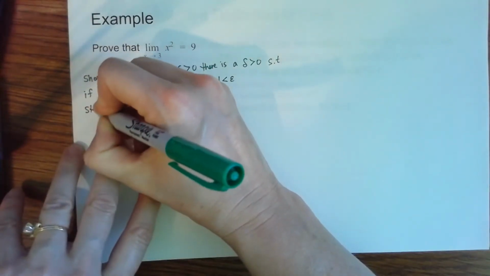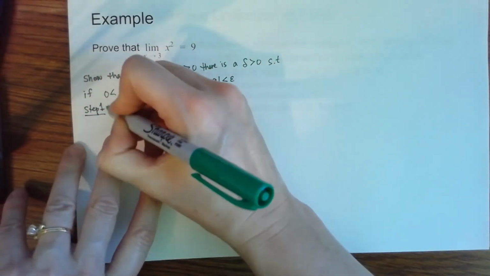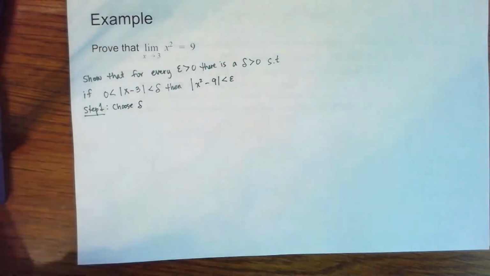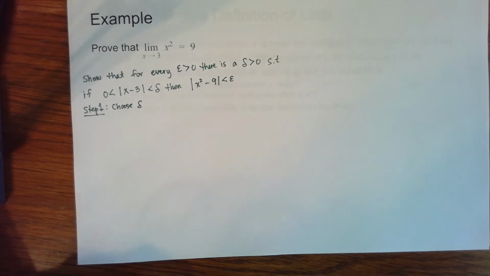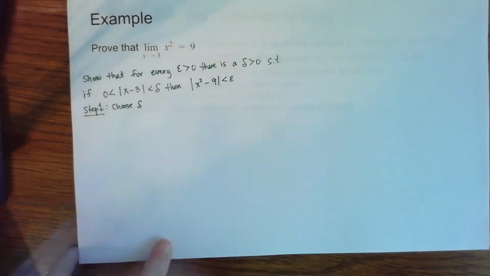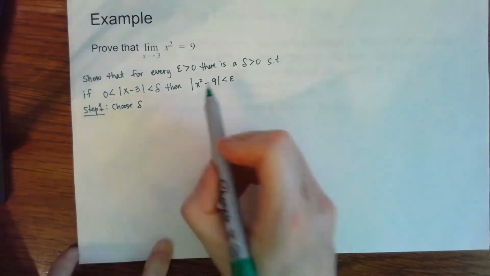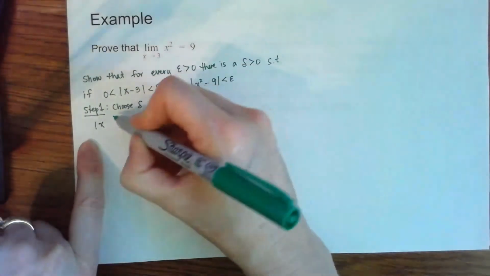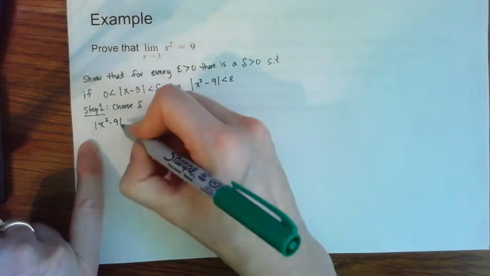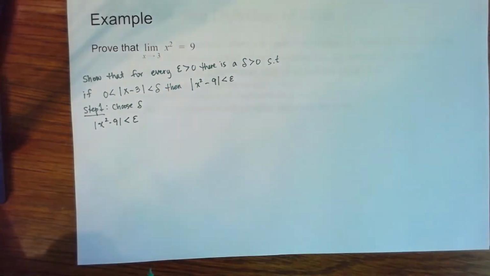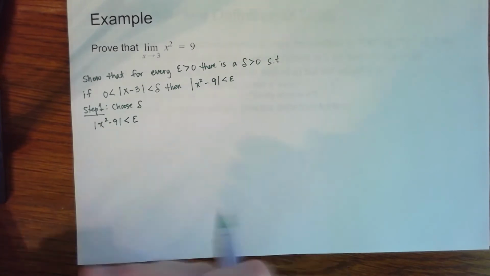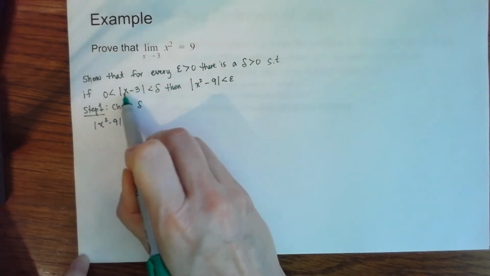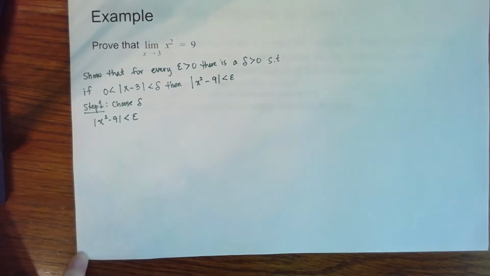So step 1 is to choose an appropriate delta. And as you recall, delta is going to be related to epsilon in some way. So we're going to want to start here with the absolute value of x squared minus 9 being less than epsilon. And we'd like to do some work on this and see if we can get it down to a point where we can deduce something about x minus 3.